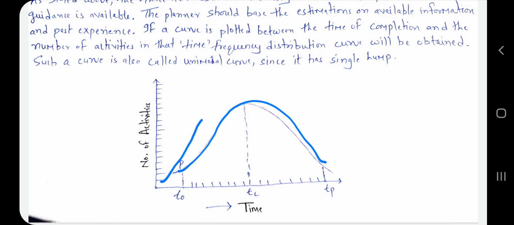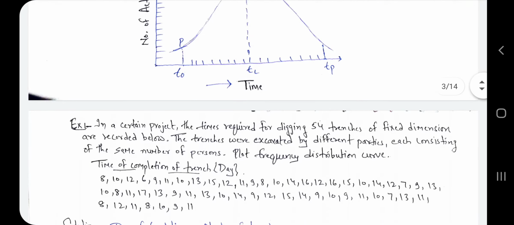If the hump is at the left hand side, then it is the left hand curve, and if it is on the right side, then it is the right hand curve. Okay, so let's see one example.